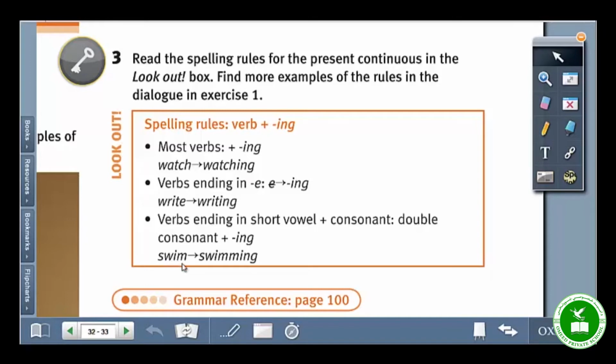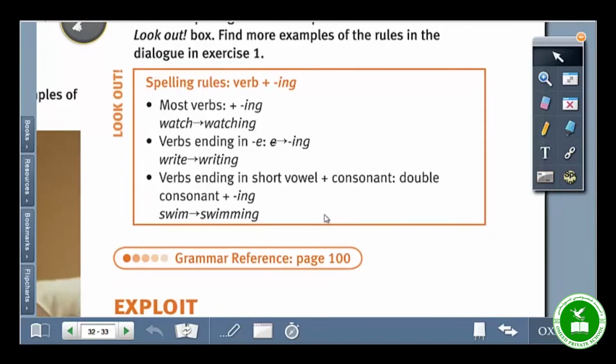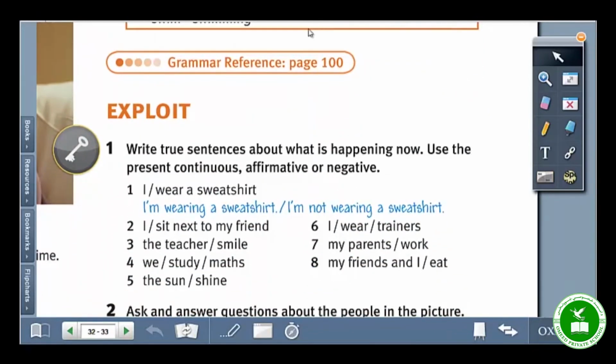Swim. What's the last letter? Consonant. What do we have before the consonant? Short vowel here. So we double this M, we double this consonant, right? You see here, and then we add ing. Okay? Very good. Now those were some rules, okay? You have to find some words in accordance with these rules in that conversation. Okay? Come to the exploit. Before we explain exploit, if you want to check page 100, that's grammar reference, just for your better understanding.